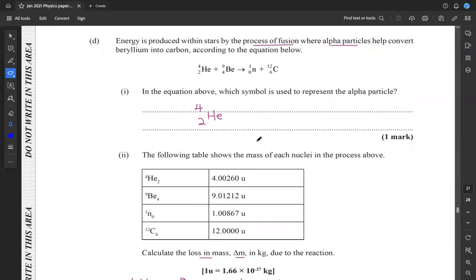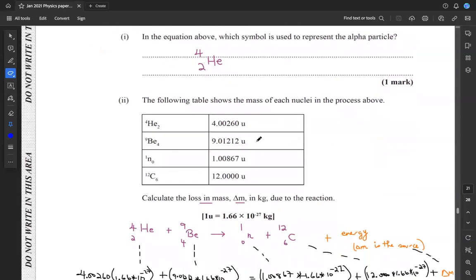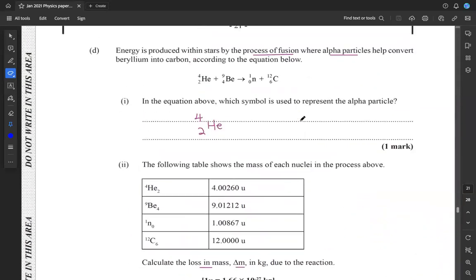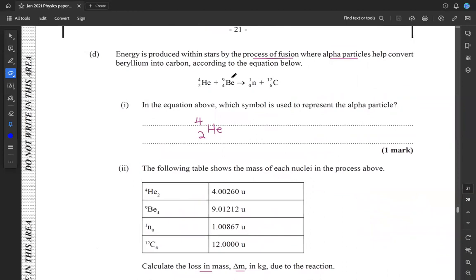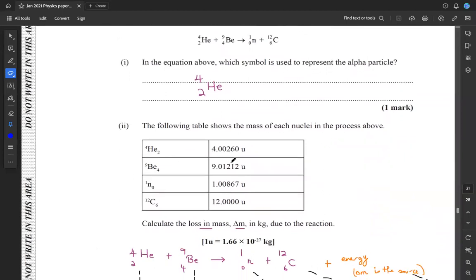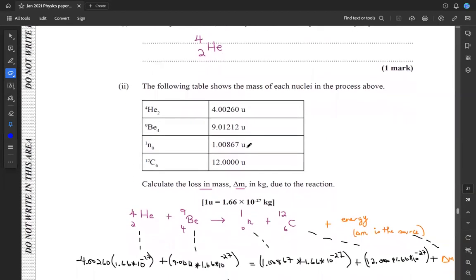Okay? So moving down to part 2, we're given a table here, and the table shows the mass of each nucleus in the process above. So remember up here, we had our helium nucleus, a beryllium nucleus, a neutron that got liberated, and also a carbon nucleus. So this table is showing us the mass of each of these nuclei. Please pay attention that this mass is actually given in atomic mass units. So that's what this u is. It's just atomic mass units. It's not an SI unit.